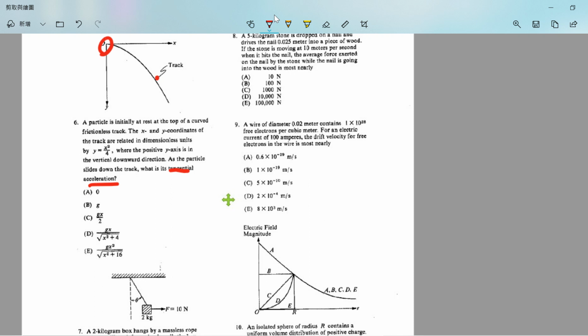So what is the tangential acceleration? You have the gravitational acceleration, and what you need to do is find the tangential component of the acceleration. Suppose this angle is alpha. The tangential component is g cosine alpha. So the answer is g cosine alpha, and the rest is to find alpha.